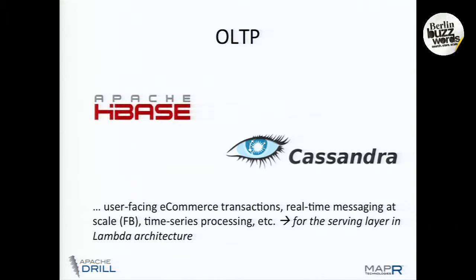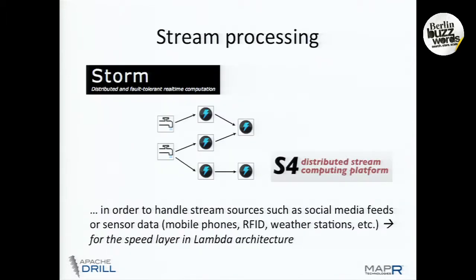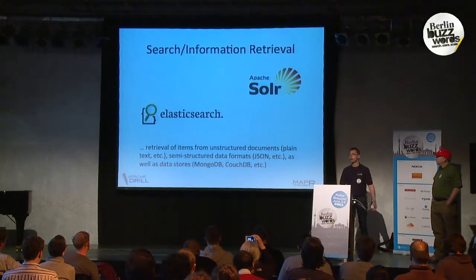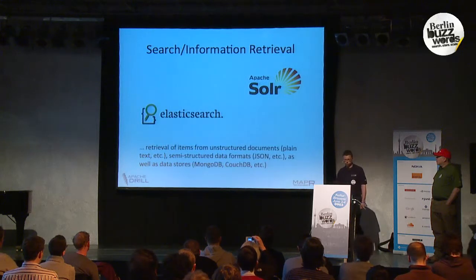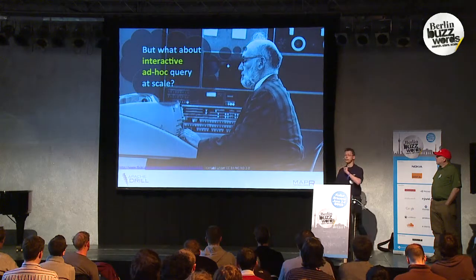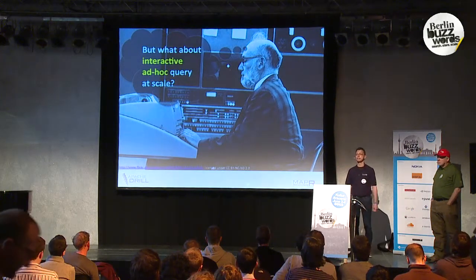HBase, Cassandra, for all that kind of stuff. Stream processing, what kind of streams we can process. IoT, social media streams, whatnot. Of course, very prominent here, search and information retrieval, Elasticsearch, Solr, and so on. But what about interactive ad hoc query at scale?